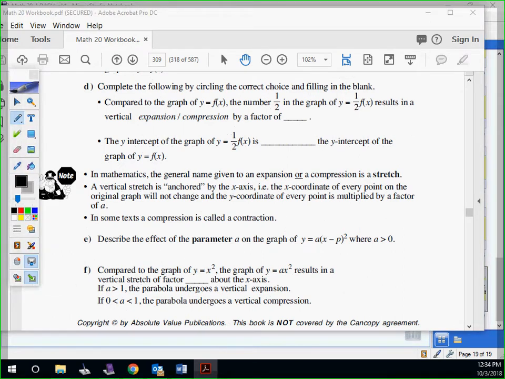It says compare the following, circling the choice to fill in the blank. So f of x with the number 1/2 in front results in a vertical compression by a factor of 1/2. And how can you remember the difference between the two? Expand, think about expand as it's getting steeper faster. Compression, think about you're pushing on the parabola and it's making it fatter. So you're compressing it, making it wider. So compression's wider, expansion's steeper. Okay, the y-intercept of the graph is half the y-intercept of the graph of y equals f of x. So it was 4, now it's 2.